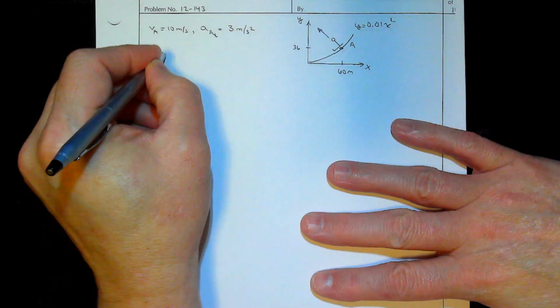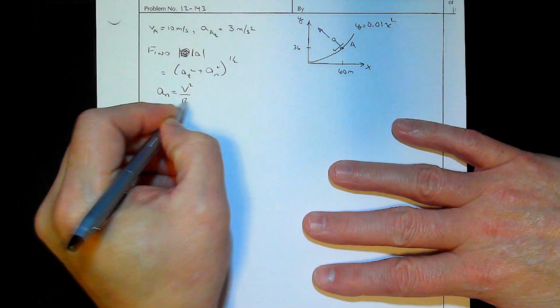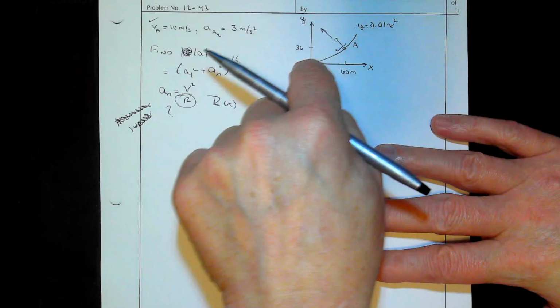And so we know the path, y equals 0.01x squared. We know where the person is at this moment: 36 meters up, 60 meters out. So be it. And we're told at this point on the path, the velocity, tangent, which would be tangential, is 10 meters per second. And the tangential acceleration is 3 meters per second squared.